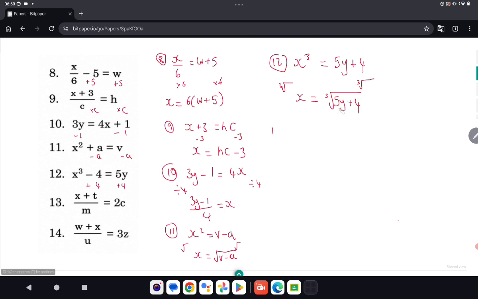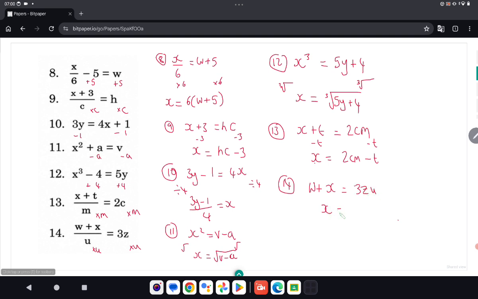Question 13. How do I reverse the m? Times both sides by m. So x plus t is equal to 2cm. And then how do I get rid of the t? Take it off both sides. x is equal to 2cm, take away t. Question 14, times both sides by u. And how do I get rid of the w? Take it off both sides.